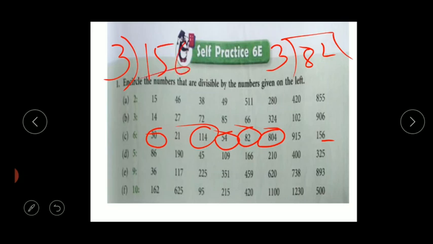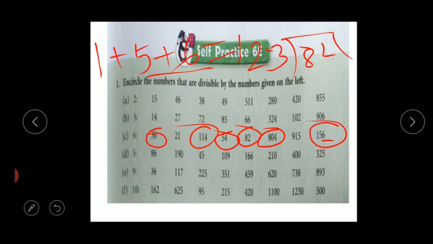156. To check that, you may use the concept of the divisibility rule. 6 plus 5 is 11. 11 plus 1 is 12. So 12 is divisible by 3, right, which is 4. So 156 is divisible by 6.